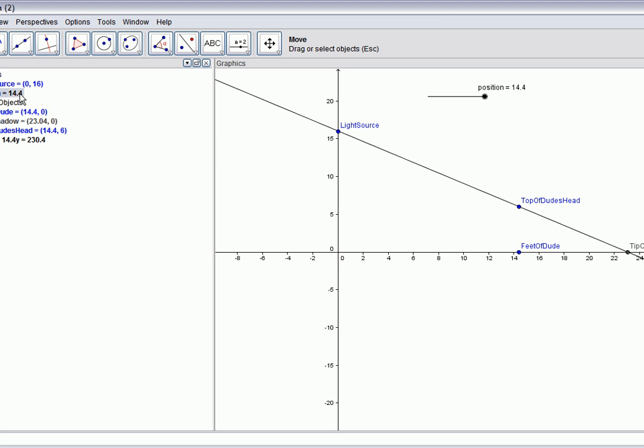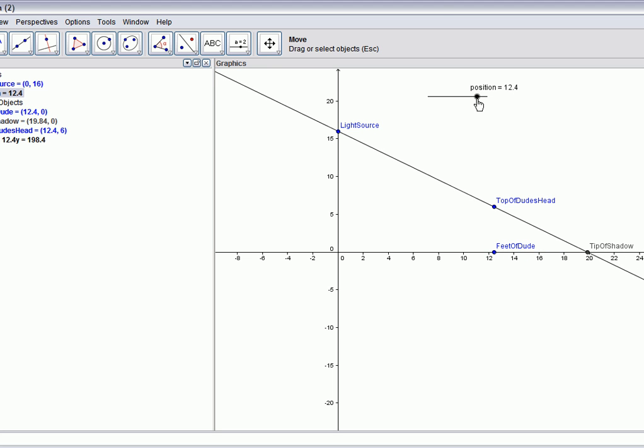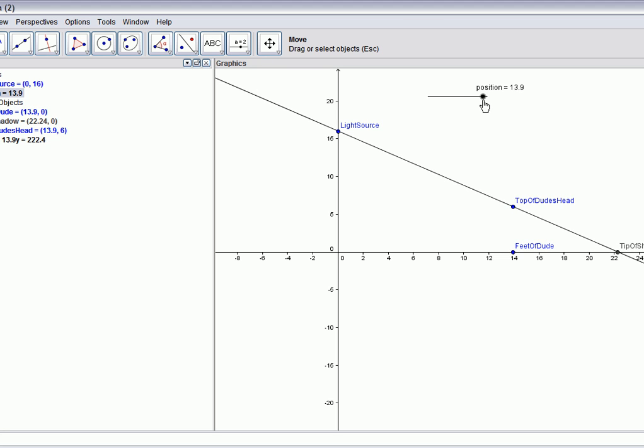His position is 14. See if we can get it to 14. I'm having trouble getting it to 14. How long is the shadow? Okay, it looks like about 8.6.